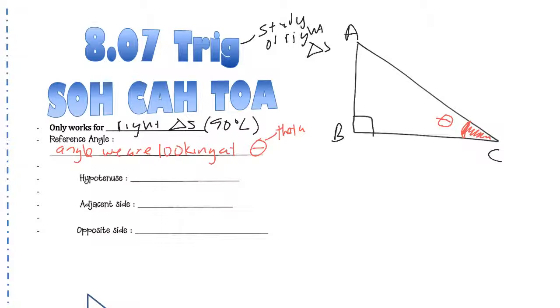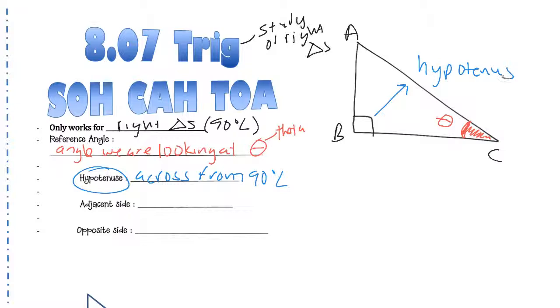Now, once we know our reference angle, we're going to label the sides looking at this reference angle. So we already know how to label the hypotenuse of a triangle. It's across from the 90-degree angle. So my hypotenuse is side AC, the side across from the 90-degree angle.